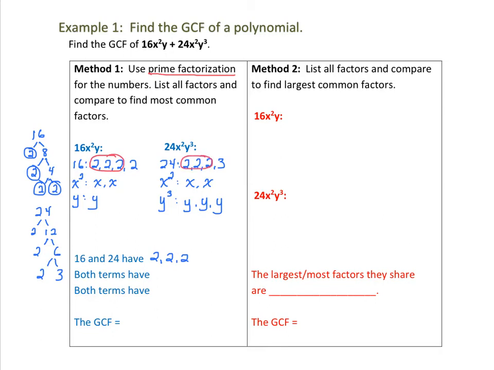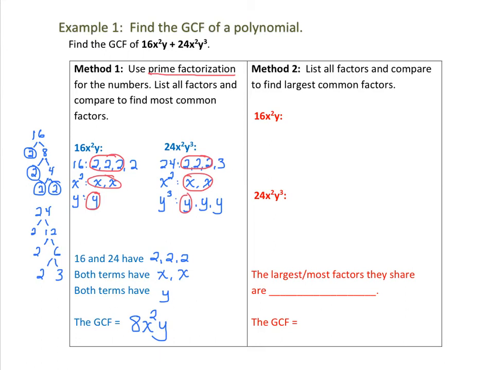X squared, both terms have 2 x's. And in the last part, both terms have 1 y in common. Okay, so all of these common factors can be put together to form the GCF. The GCF would be 2 times 2 times 2, which is 8, x times x, which is x squared, and 1y.